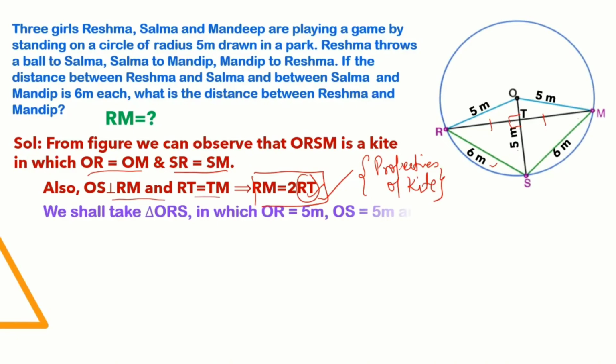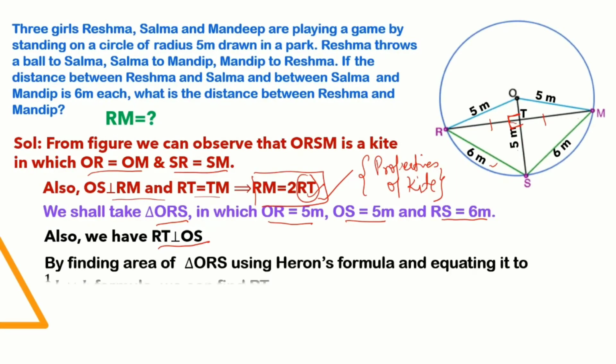Fine. Now we shall take triangle ORS, in which we are having OR 5 meters, OS 5 meters and RS 6 meters. Also we have RT perpendicular to OS. So just see, RT is perpendicular to OS. Fine. What are we going to do? By finding area of triangle ORS using Heron's formula and equating it to half base into height formula, we can easily find RT as we did in question number 1 of the same exercise.